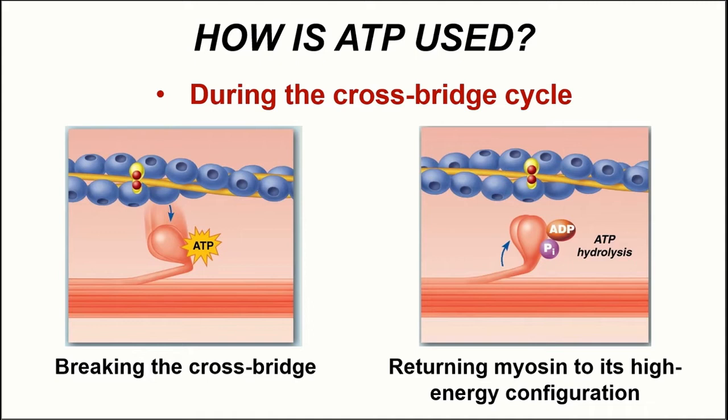So in one place that it's used is the cross-bridge cycle, and during the cross-bridge cycle, ATP is used to break the cross-bridge and also to return the myosin molecules to their high energy configuration so that they can undergo another power stroke and generate more force or more tension in that muscle.